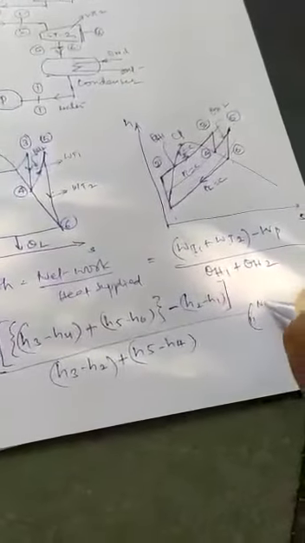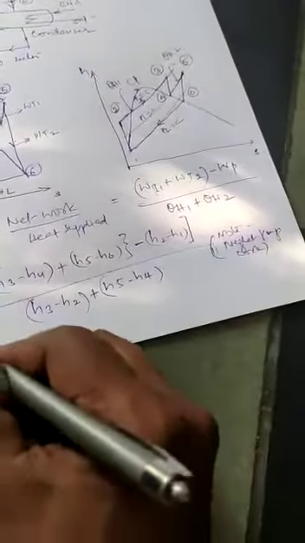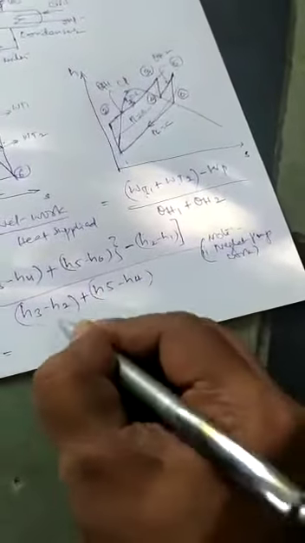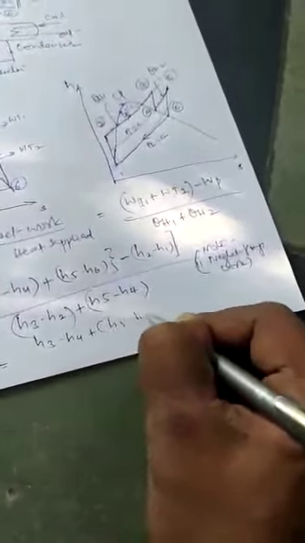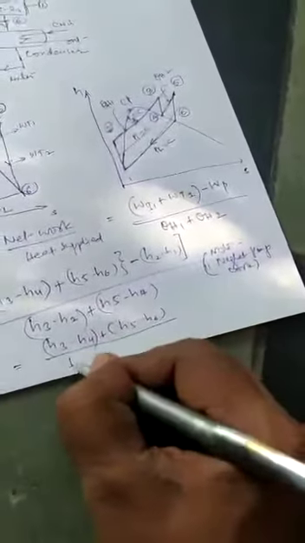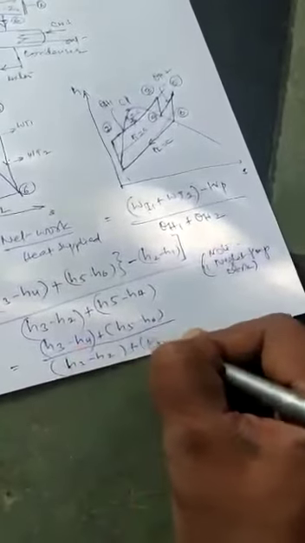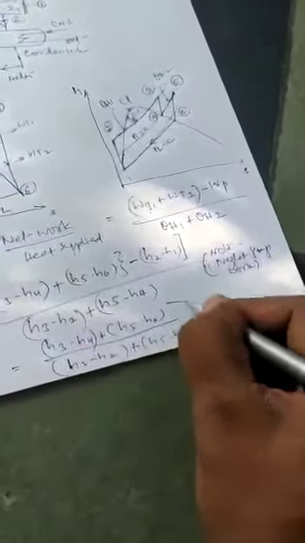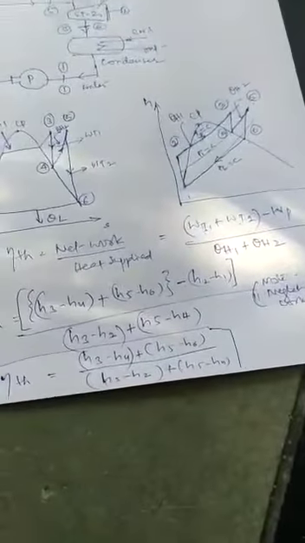So write in bracket note: neglect pump work because it is too small. So what happens? The thermal efficiency becomes H3 minus H4 plus H5 minus H6, divided by H3 minus H2 plus H5 minus H4. So this is the thermal efficiency of Rankine cycle with reheat.